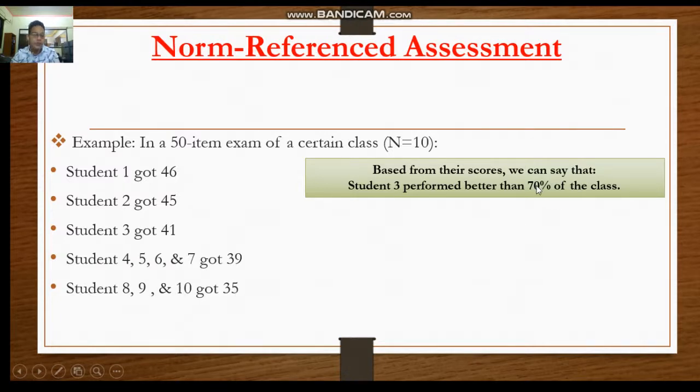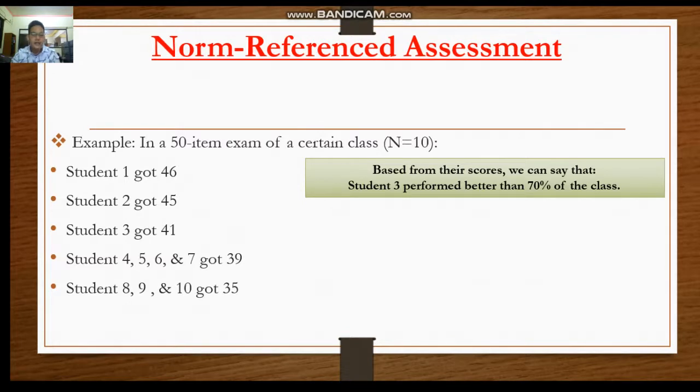Now, how did we get the 70%? If you look here, students 4, 5, 6, and 7 got 39, and students 8, 9, and 10 got 35. So these seven students got scores lower than 41, lower than the score of student 3. So 7 out of 10, that is 70%.